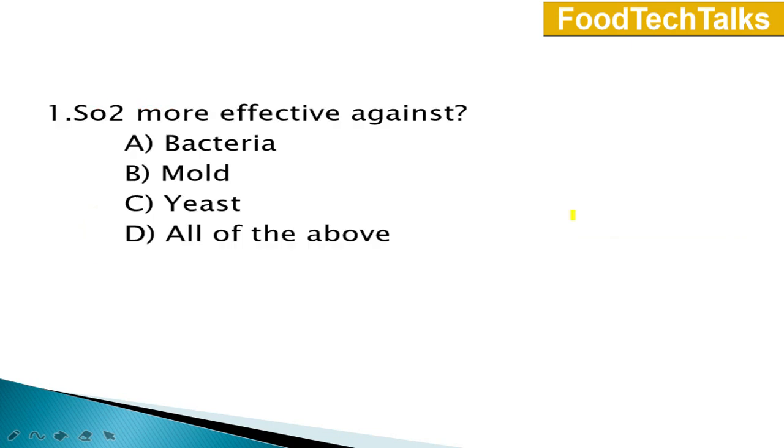First question, SO2 is more effective against. Options are A. Bacteria, B. Mold, C. Yeast, and D is all of the above. Answer is option A. Bacteria. SO2 is more effective against bacteria.